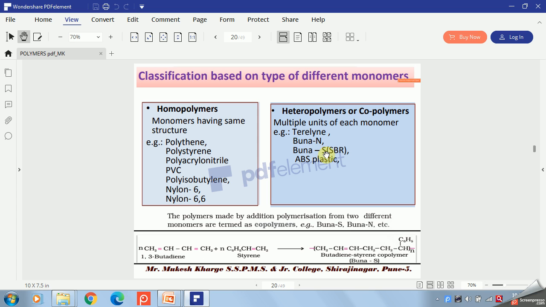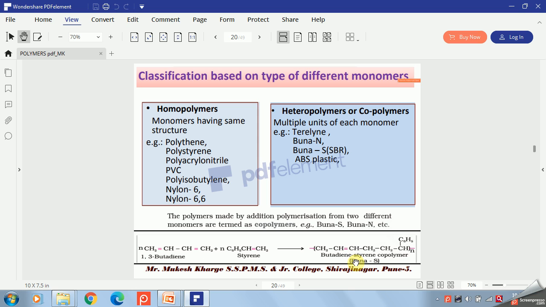Buna N, Buna S. In Buna S type of polymer, 1,3-butadiene and styrene, these two different types of monomers get combined together, they get added, and they form a polymer, that is butadiene styrene copolymer, which is also known as styrene butadiene rubber, or Buna S.